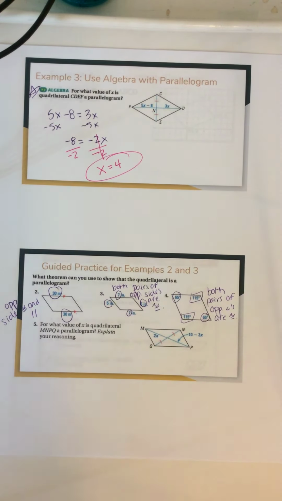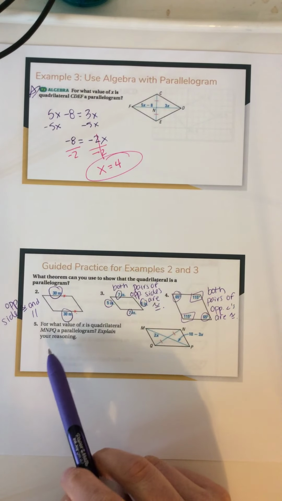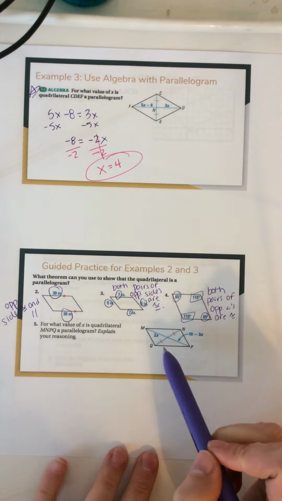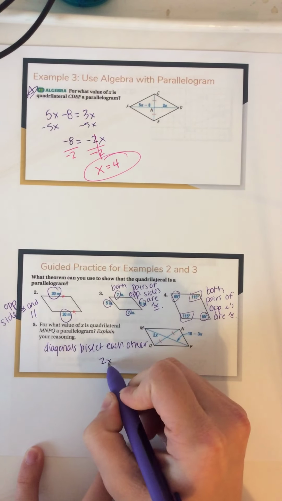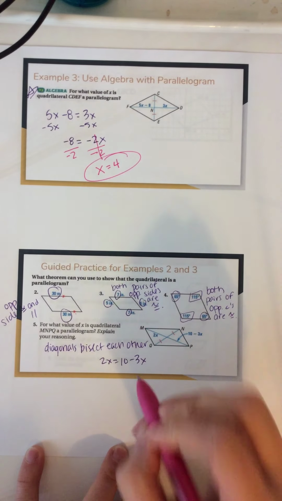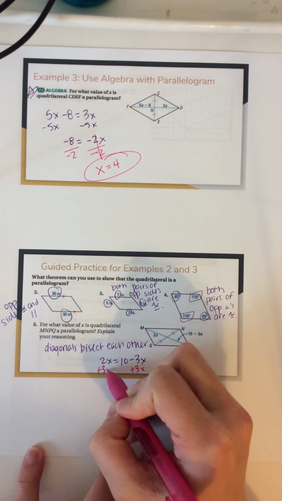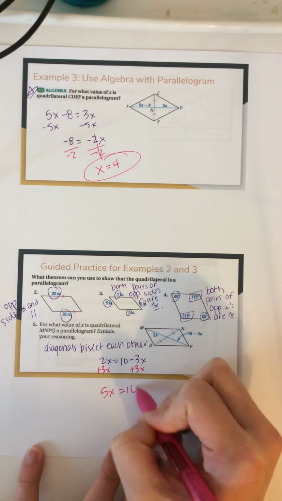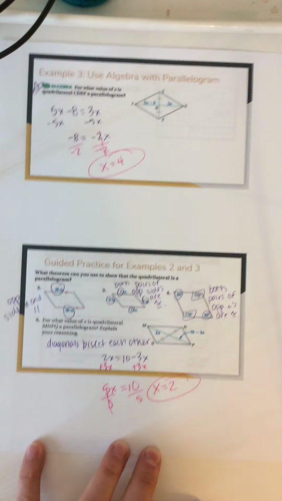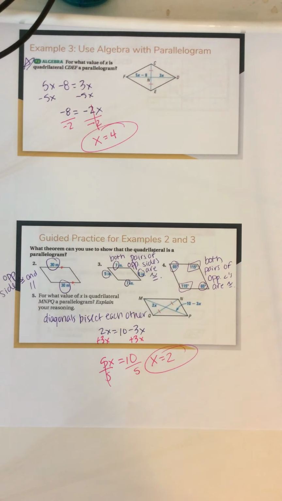For number 5 down here, for what value of x is quadrilateral MNPQ a parallelogram, well, that's kind of like the last example we just did. They gave us our diagonals, and we know diagonals bisect each other. That's kind of our explanation. So we could say that 2x equals 10 minus 3x. So to solve this, I can add my 3x to get 5x equals 10, divide by 5 to get that x equals 2. And that's kind of all I would have to do for this.